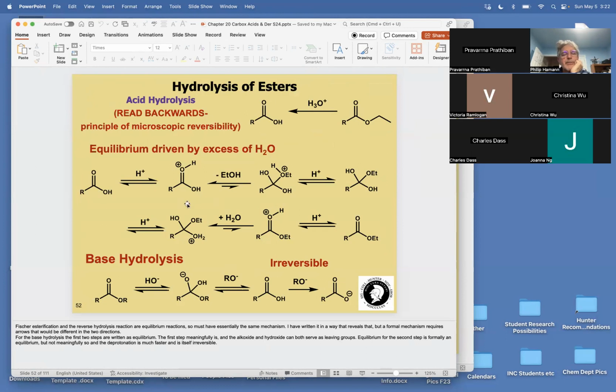And this is a good example of how base catalyzed reactions are always fewer steps than acid catalyzed reactions. I don't know if that's universally true, but it sure is close if it's not.